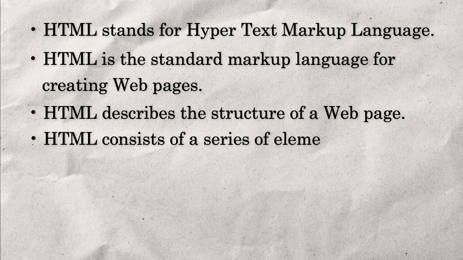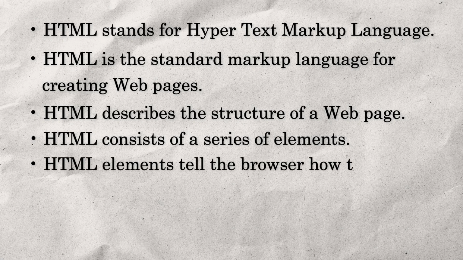HTML consists of a series of elements. These elements are the building blocks of a web page, defining its various parts. Common examples of HTML elements include headings, paragraphs, and links. HTML elements tell the browser how to display the content. Browsers use these instructions to render text, images, and other media in a visually appealing way.